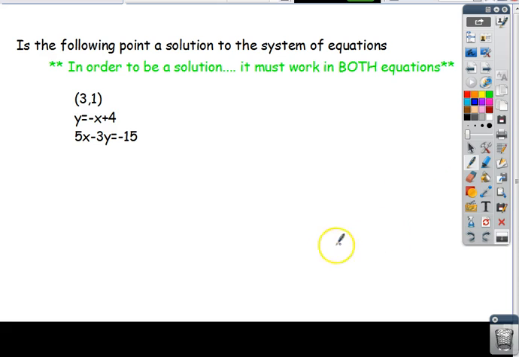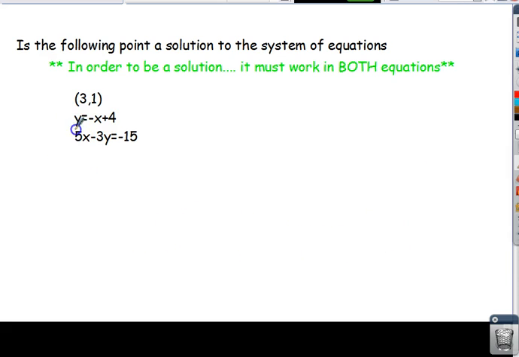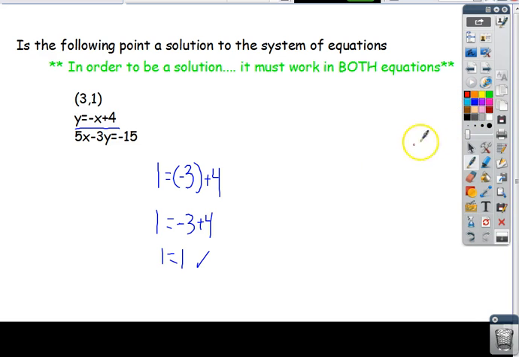So let's check these. Let's check in this one. That means I put y being 1 and the x value of 3 into the problem. I get negative 3 plus 4 equals 1. That means 1 equals 1. All right, and I'm done. No. It worked in one. Does it necessarily work in the other one? I don't know. Let's find out.